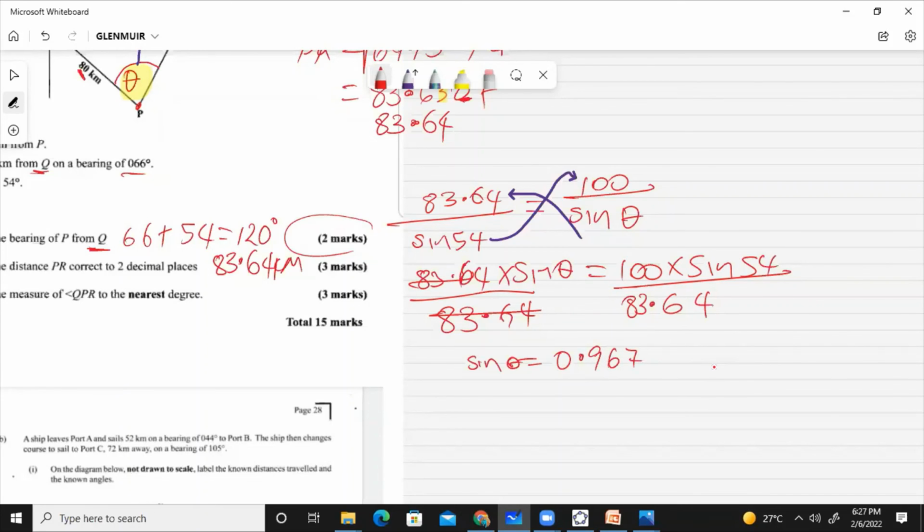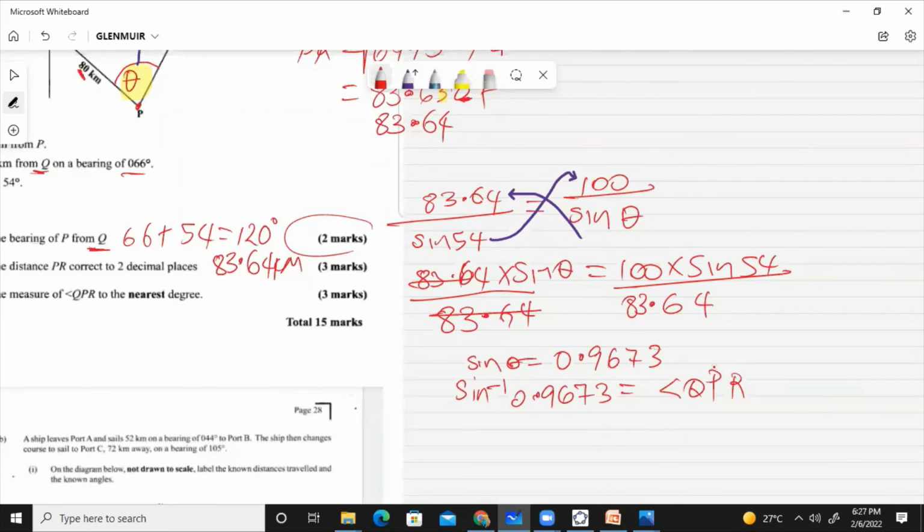0.967, and then we're going to have to go 3. All right, I'm using 4DP here, so 3 is good. Since there is a 2, 6, stop at 3, we round that off. So the sine inverse of 0.9673. Let's put that on the calculator, and then it's going to be the value of the angle QPR.